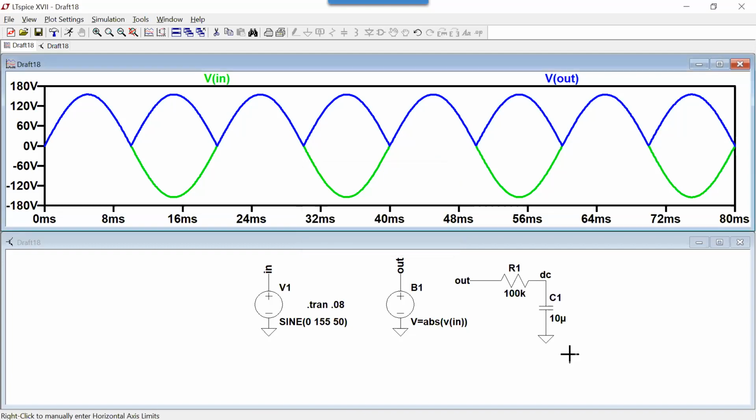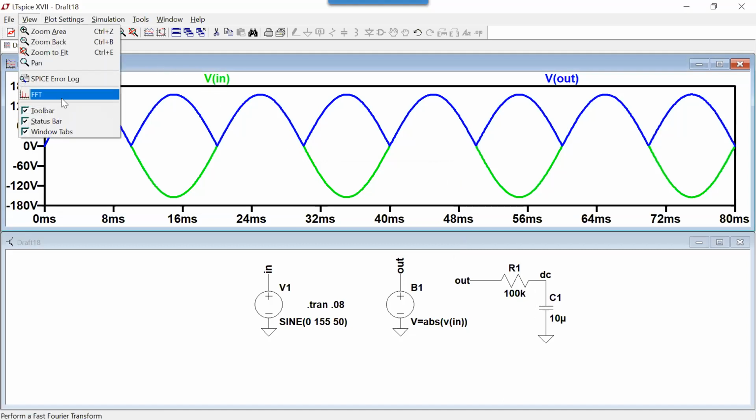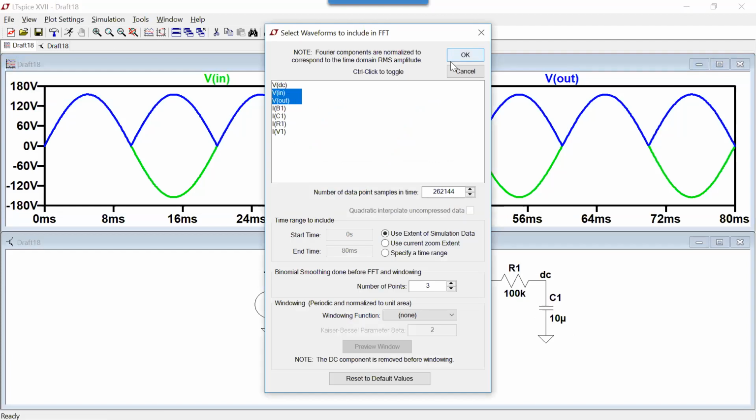Now we're thinking that's great. I've got a time constant of 1, right? So that should give me, that should get rid of the part I don't want. And we can go to View, Fast Fourier Transform.